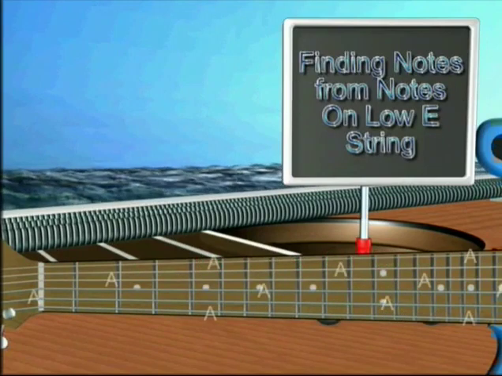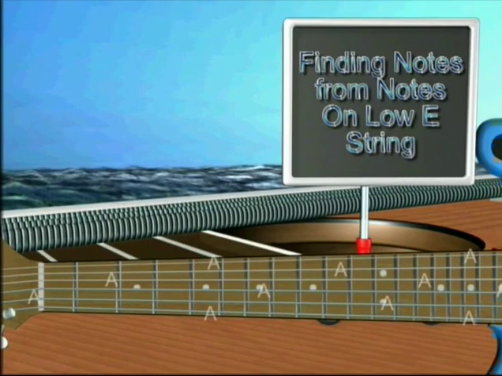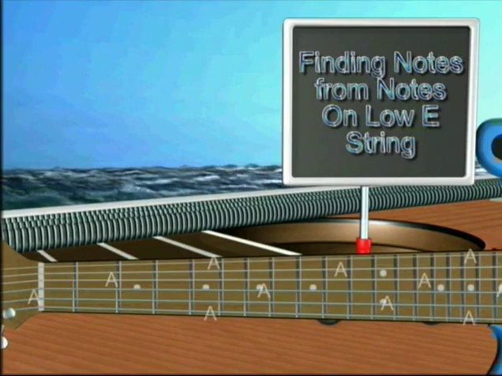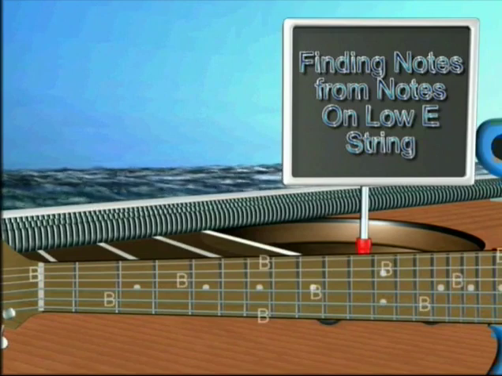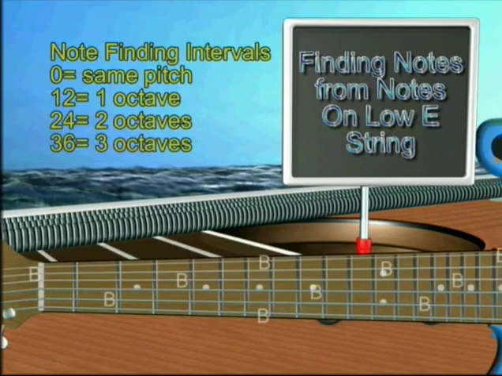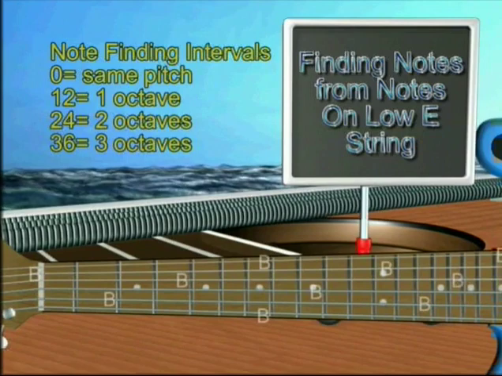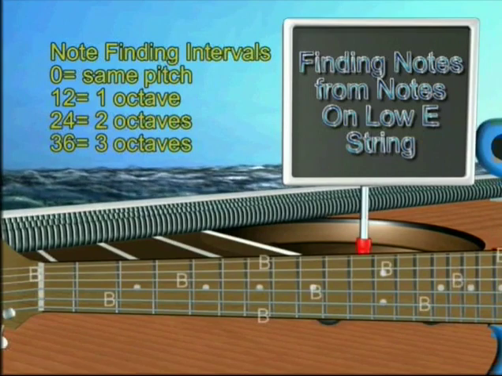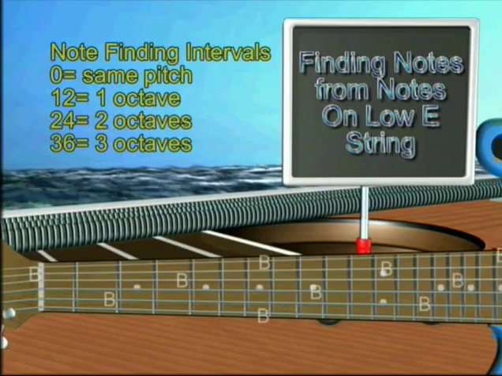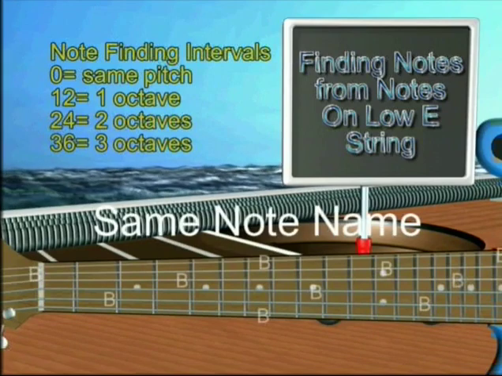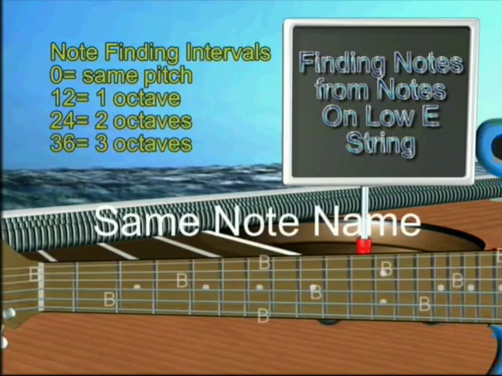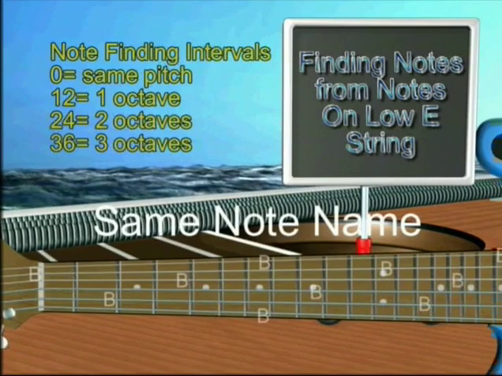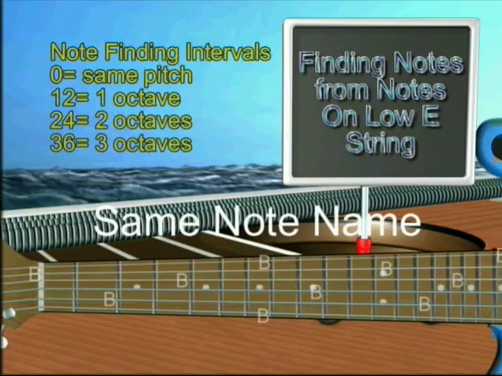From any note on the low E string, we can find all of the notes with the same shared name of that note. For instance, all of the A's, or all of the B's. Notes with a 0 interval will have the same pitch. Notes with an interval of 12 will be an octave higher, and notes with an interval of 24 will be 2 octaves higher. Thus, any note on the guitar that has an interval of 0, 12, or 24, or any multiple of 12 from our starting note will have the same note name.